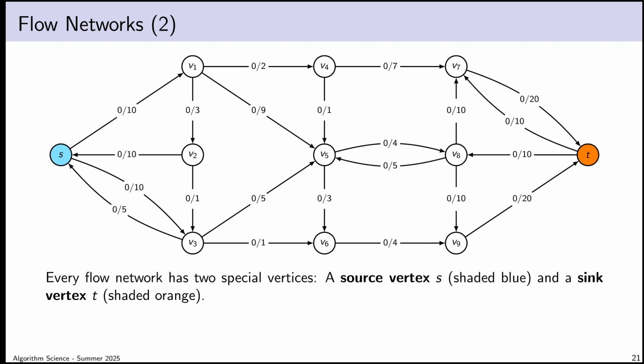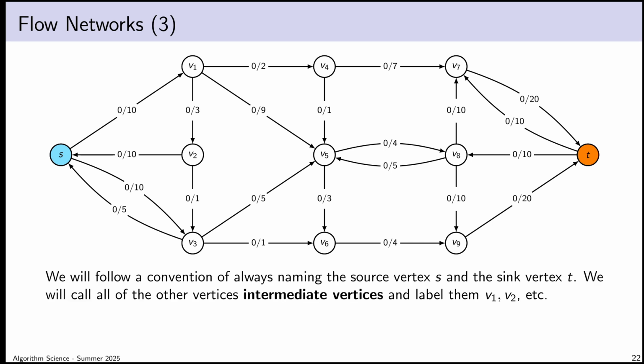Every flow network has 2 special vertices. There is a source vertex called S and a sink vertex called T. And these are universal names. So if you open up any book that talks about flow networks, it is pretty much going to call the source vertex S and the sink vertex T. On these slides, I'm always going to color the source vertex blue and the sink vertex orange. And that coloring is just my choice to make them easily distinguishable among all the other vertices.